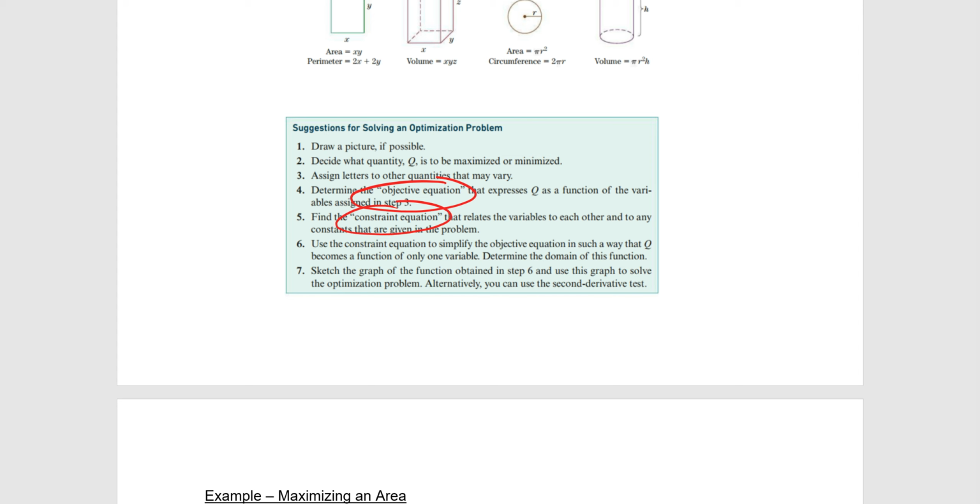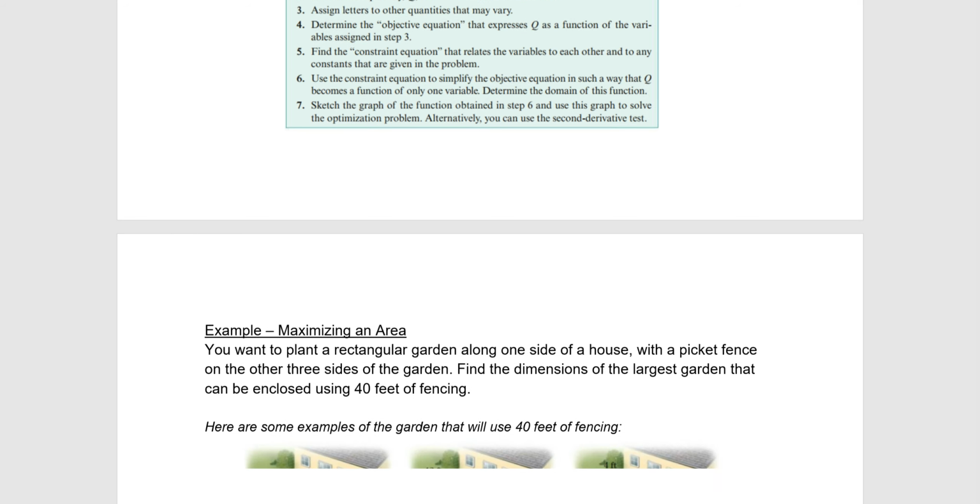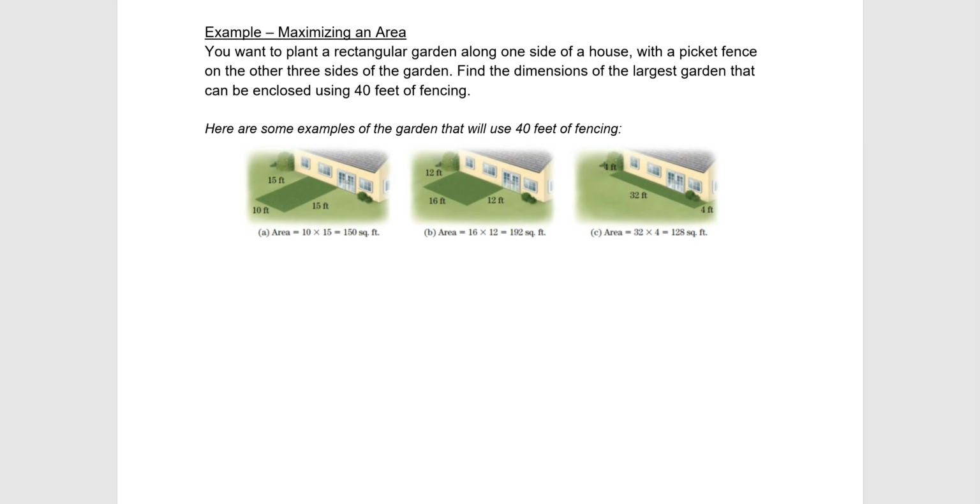And with two equations, two variables, what we're going to do is solve for one of the variables from the constraint equation and plug it into the objective equation. That's going to give us one equation, one variable. Then we're going to take the derivative, set it equal to 0, and that's going to give us our max value or our min value. So let's go ahead and jump into some examples here.